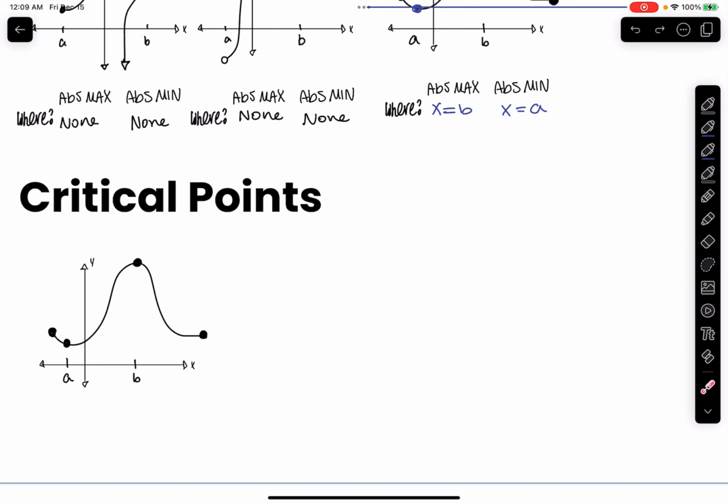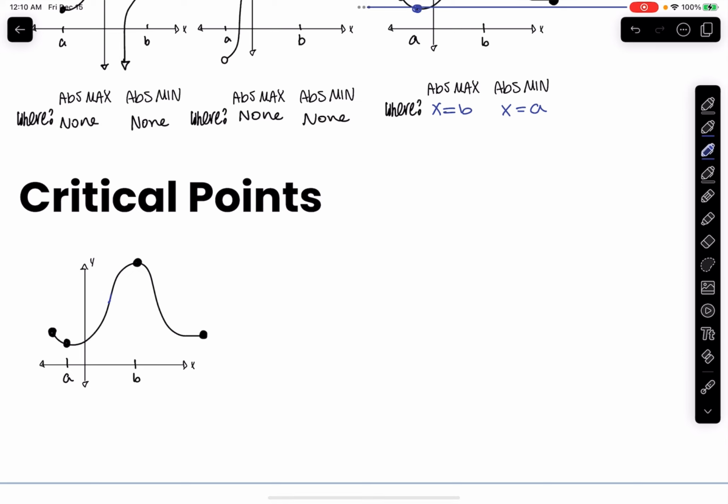So if I'm telling you that x equal to a and x equal to b are absolute max and absolute min points, and they're also critical points, then let's analyze the behavior at these points to see if we can come up with some conditions that make up critical points that are absolute max and min points as well. Let's take a look at this point over here, the absolute maximum. So what's happening over here? The first thing I notice is that in order for there to be a maximum in the first place, you have to go up and then you have to go down. But what does that translate to?